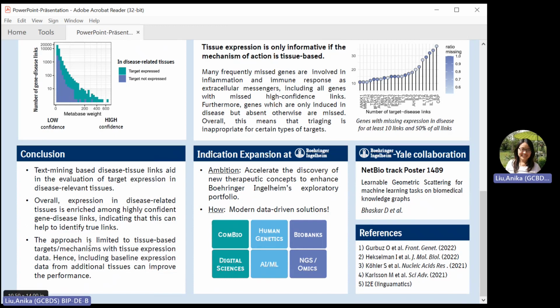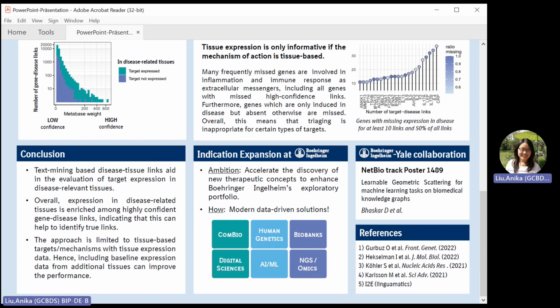So in summary, text mining based disease tissue links can aid in the evaluation of target expression in disease-relevant tissues in our approach. Overall expression in disease-related tissues is enriched, especially among highly confident gene disease links, indicating that this can help to identify true links. However, the approach is limited to tissue-based mechanisms of action with matched expression data. Hence, including baseline expression data from additional tissues can improve the performance, but this also remains insufficient for some diseases and targets.